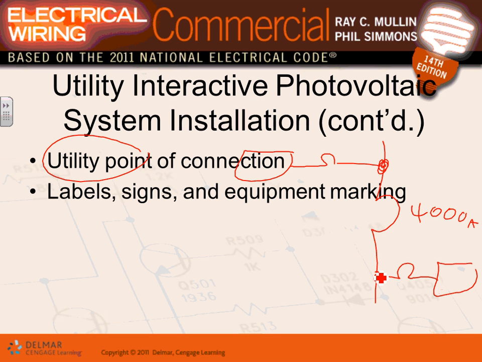There's a lot of labels, guys, signs and equipment marking. Tons of labels. You have to label all your feeders. You have to put signs for all the disconnects. All your disconnects, AC and DC, must be labeled as photovoltaic disconnect AC and DC.